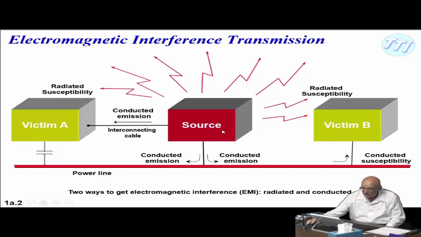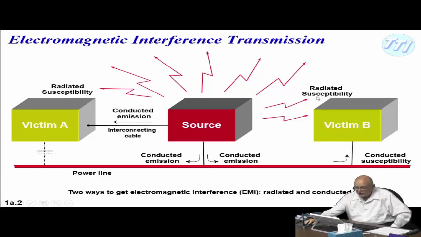Now, you'll notice also here on the source, looking at the conducted emission going down that line over to effectively victim B, it's directly coupled. Now, the amount of energy coupling directly back to victim B can be significant because it's directly coupled, versus the stray capacitance, which would be a portion of it.